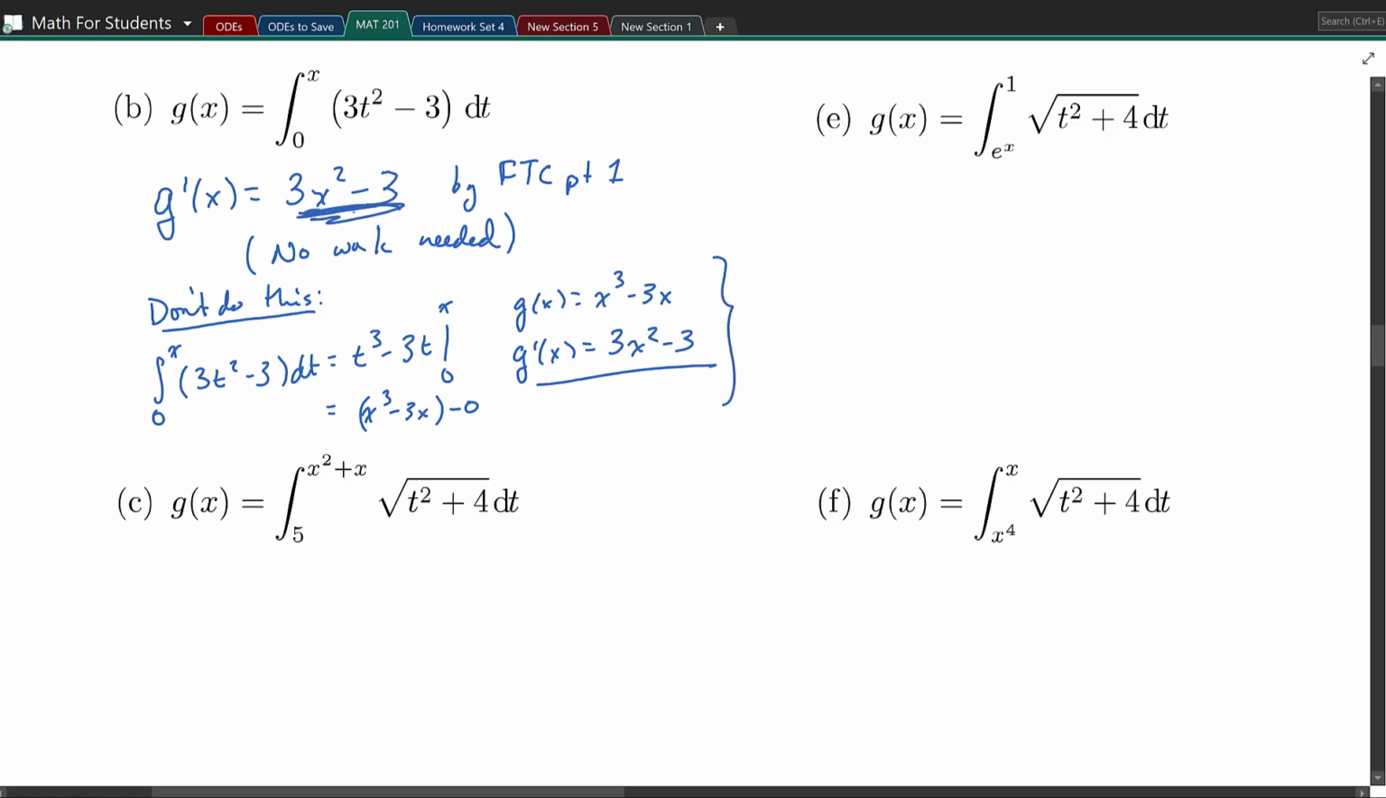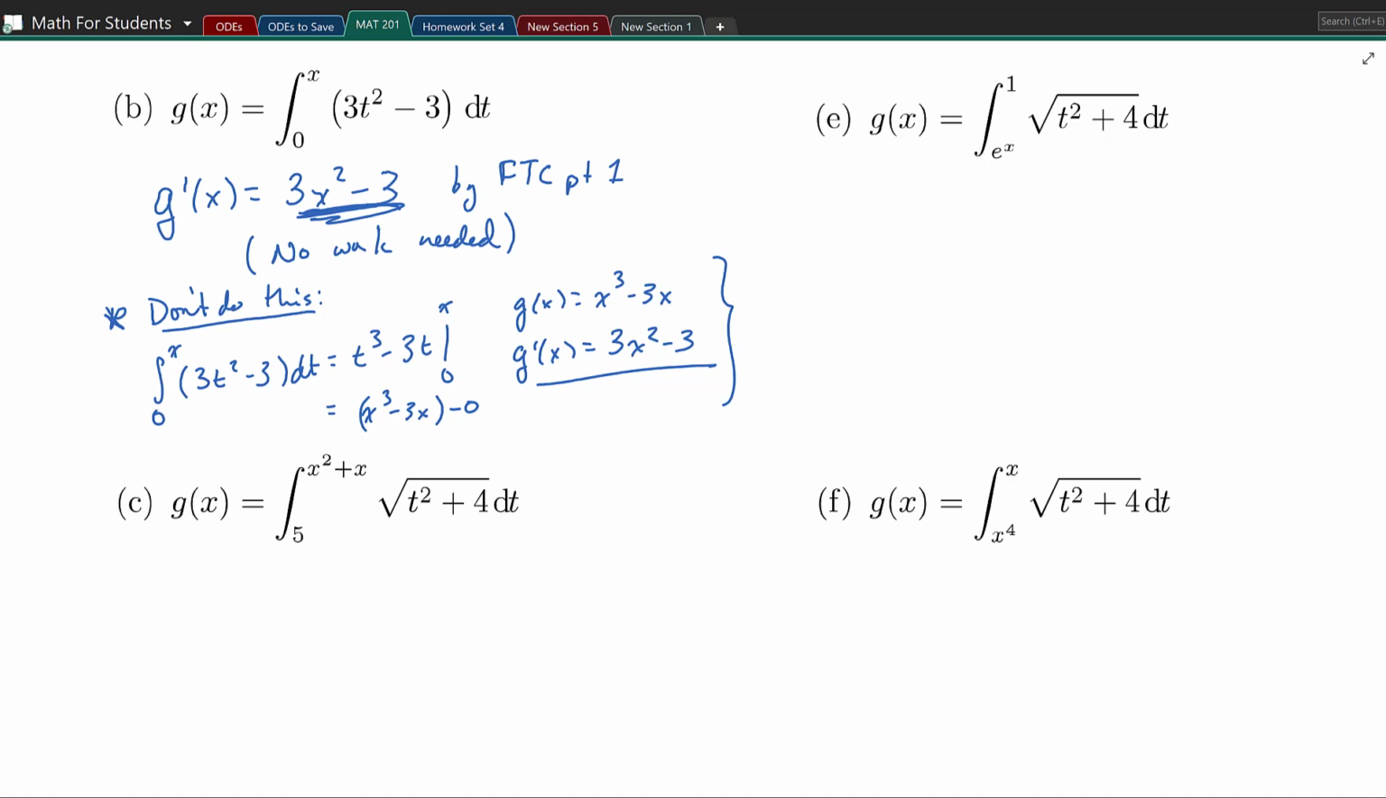Instead, we were able to answer that immediately by saying, what is the derivative of the area function? It's simply the underlying function now evaluated at x. And there was no work needed. In this case, and in this case only, we were able to justify that answer a second way, looking at the fundamental theorem of calculus part 2.